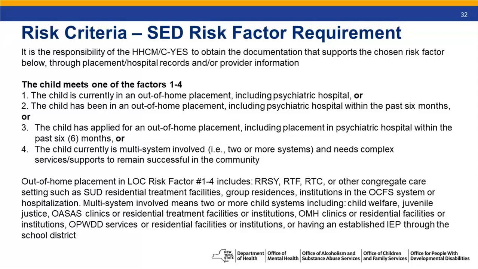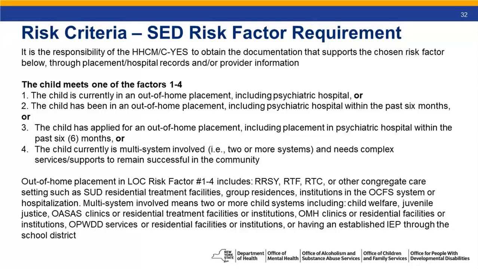And then for multi-system, we do have a definition there. You need to show that the child has complex needs. So maybe they're in the juvenile justice system, they're in the child welfare system, they also have mental health needs, and they're at a mental health clinic. So there's a list of potential services there.